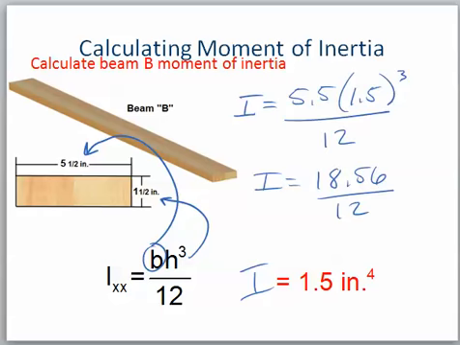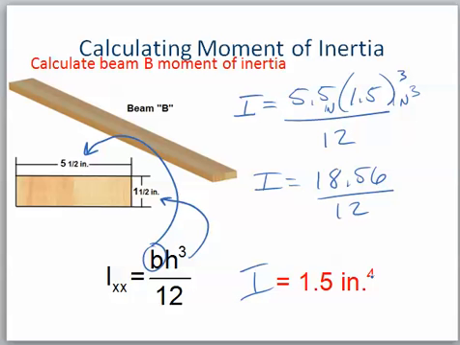Okay, as you can see here, the inertia, 5.5 goes in for the base, 1.5 goes in for the height, and if you multiply that across, you get 18.56, and on the bottom you're going to get divided by 12. That gives us 1.5 inches to the fourth, because this was, and I didn't talk about this last time, inches to the first. This is inches cubed. When you multiply that, you're going to get inches to the fourth.